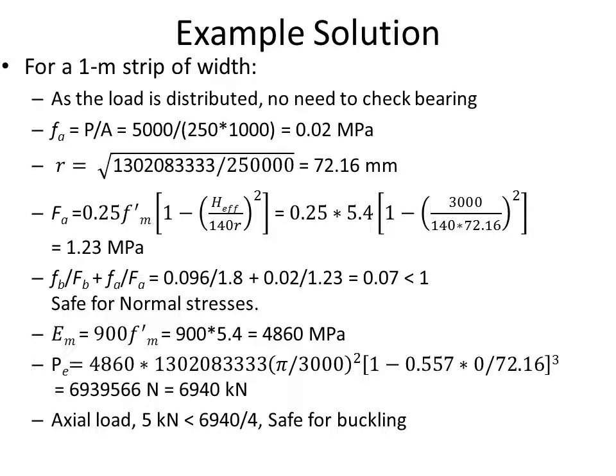On the other hand, we'll check the buckling. So Em is equal to 900 F'm. So 900 times 5.4, this is 4860 megapascal. You multiply this number by I and by pi over h effective squared. And since we have zero eccentricity, the vertical load is concentric, the last term will not have an effect on us. So this will give us an axial capacity, an Euler buckling load, of 6940 kilonewton.